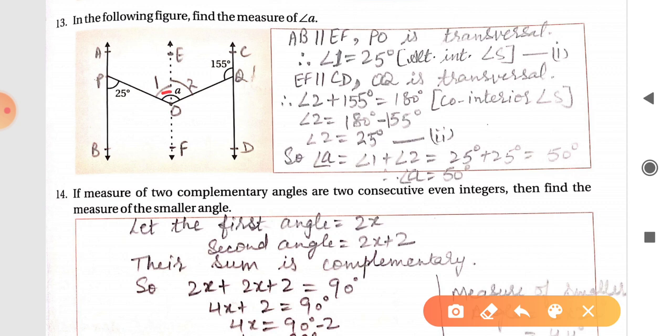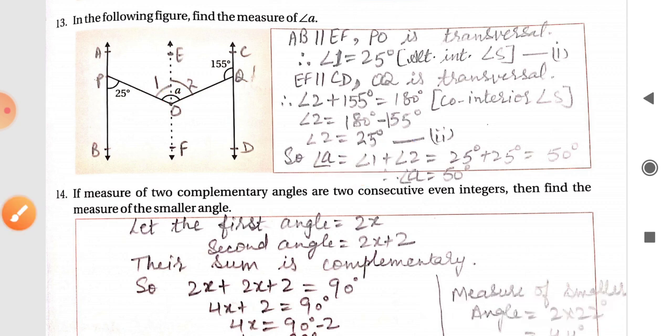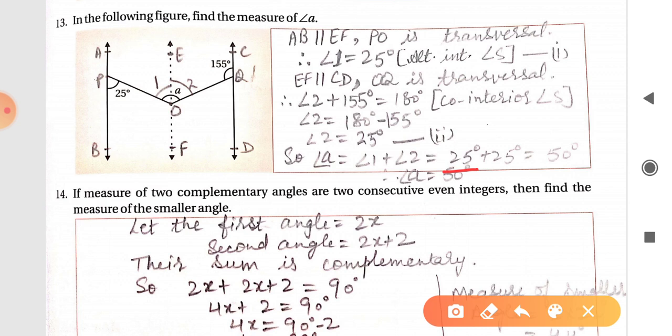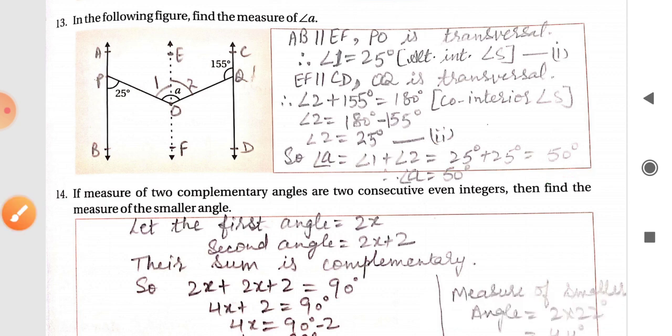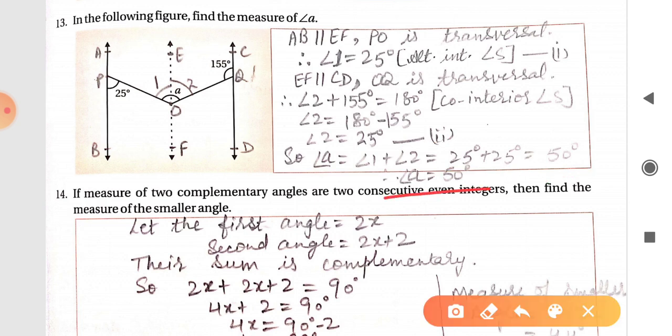Now find value of angle A. Angle A is equal to angle 1 plus angle 2 because angle A is combination of angle 1 and angle 2. So add them. From first equation we will put value of angle 1, and from second equation put value of angle 2. So 25 degree plus 25 degree, and it is equal to 50 degree. So therefore angle A is equal to 50 degree. So this is value of angle A.